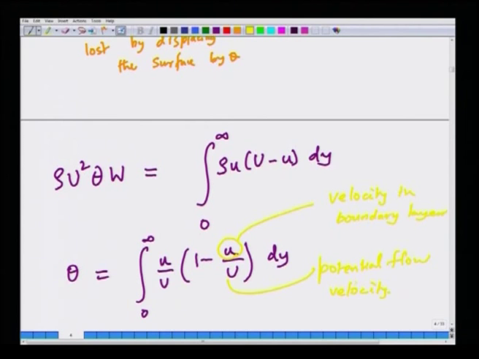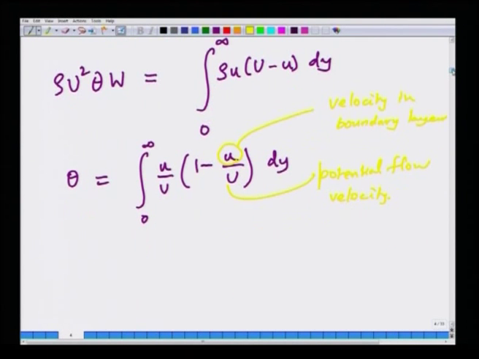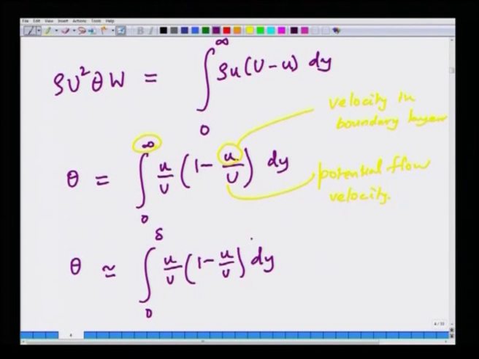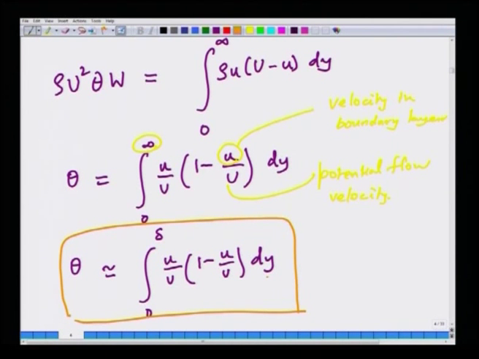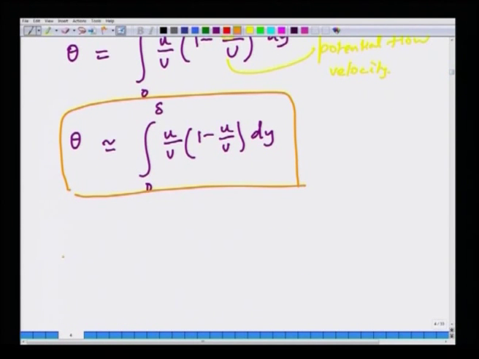Okay. So, we have now therefore three definitions, and likewise, just as we did before, we are going to replace the infinity in the integral by the displacement thickness delta. So, theta is approximately equal to the integral of u by U times 1 minus u by U dy. Okay. This is the definition of the momentum boundary layer thickness.